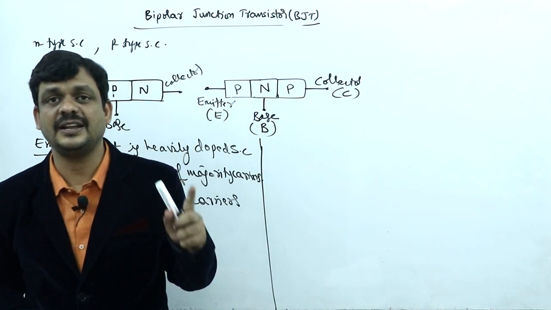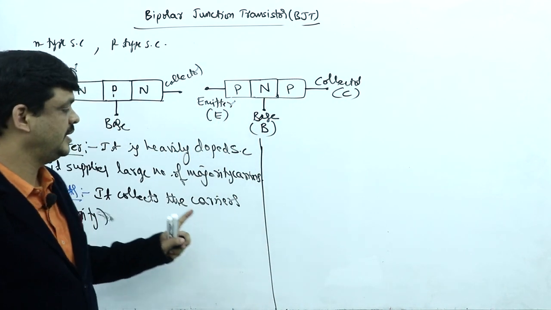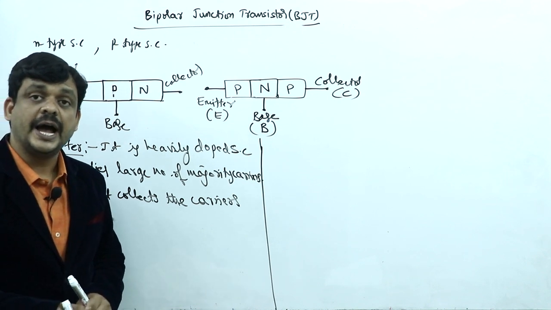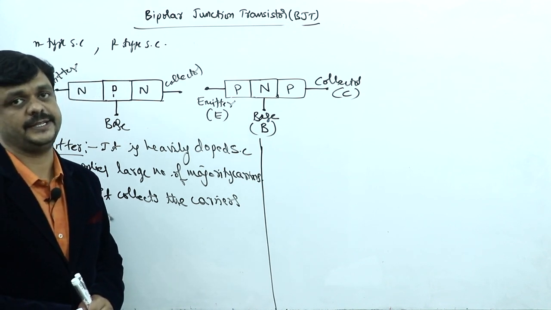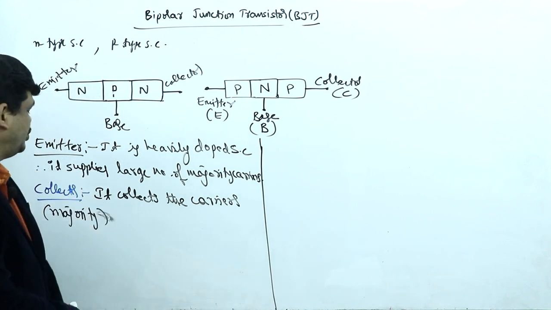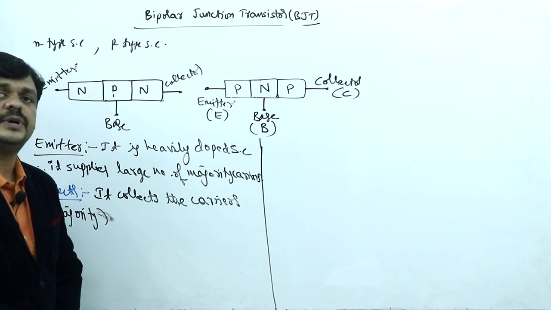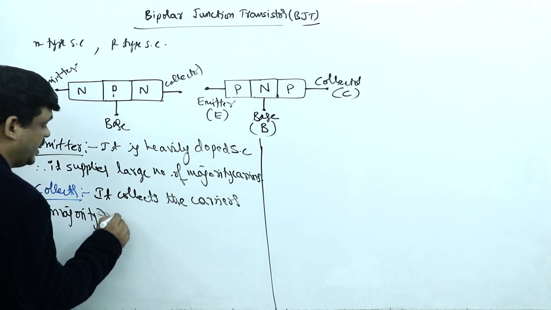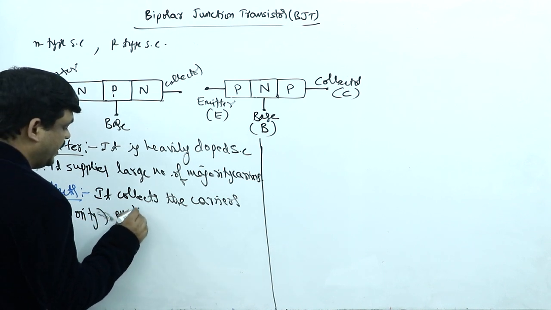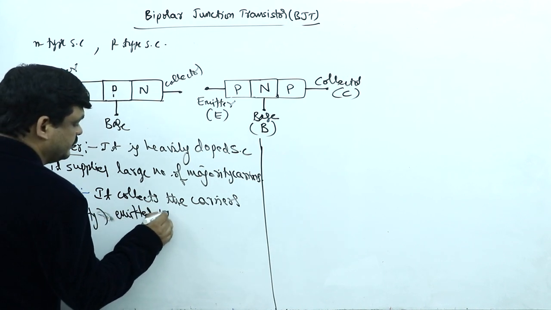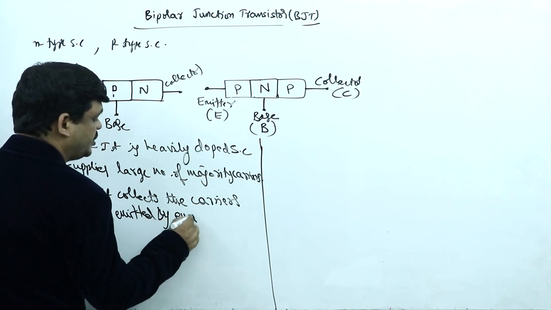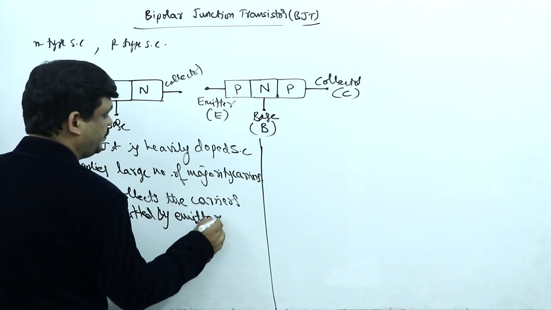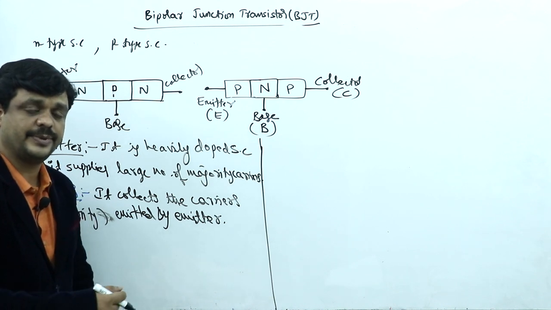According to the transistor transfer characteristics, it has to collect those carriers. And those carriers are your majority carriers, right? So now what is the function of the collector? It collects the majority carriers emitted by the emitter. So majority carriers emitted by which terminal? Emitter. The emitter semiconductor is the highly doped semiconductor.